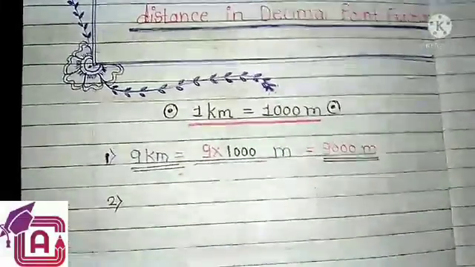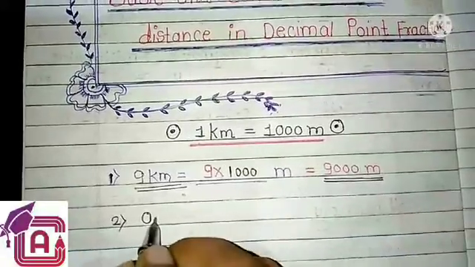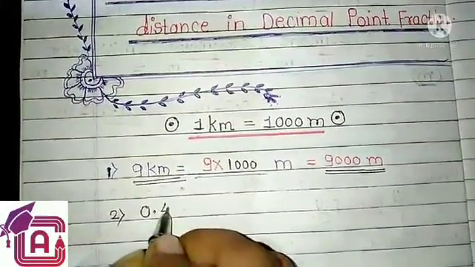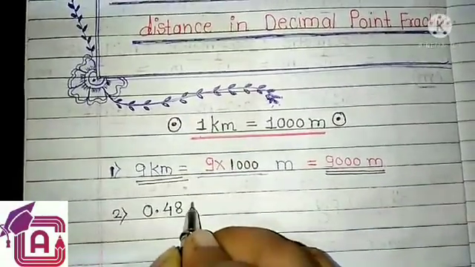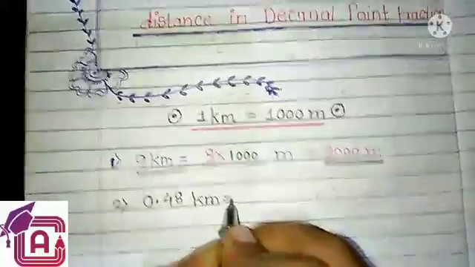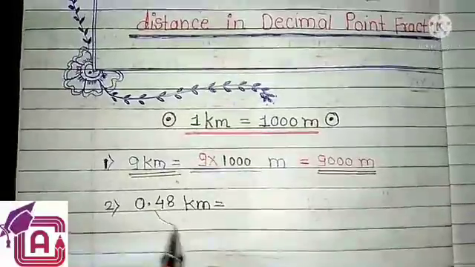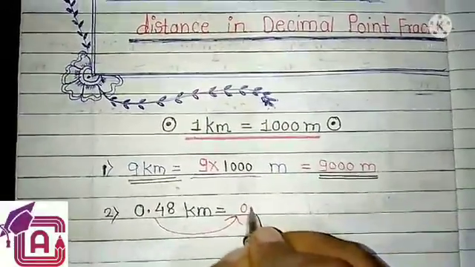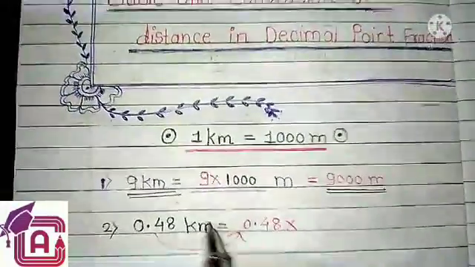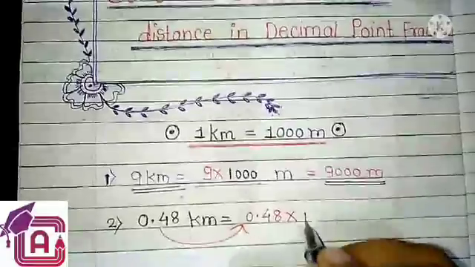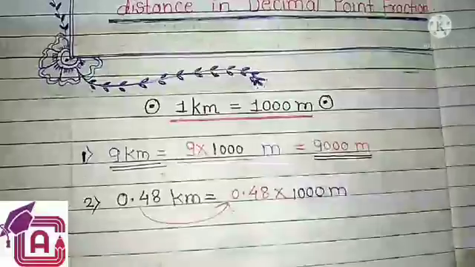Going towards the next example. If the next example is like this, 0.48 kilometer. 0.48 kilometer. So what are you doing? Yes, keep this number as it is, 0.48. Multiply it with 1000, because 1 kilometer is equal to 1000 meters. Now perform the multiplication.